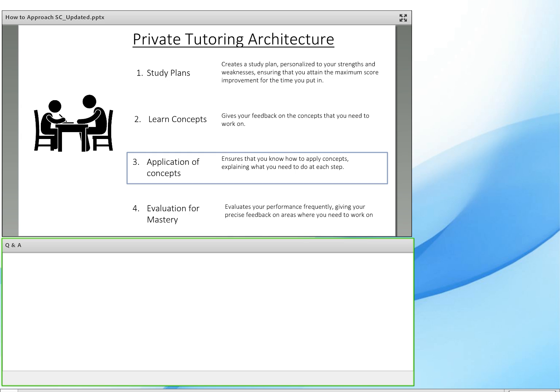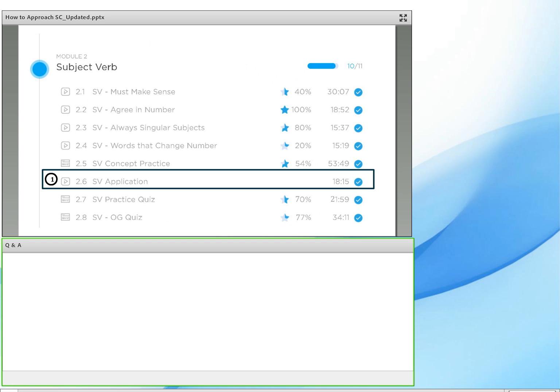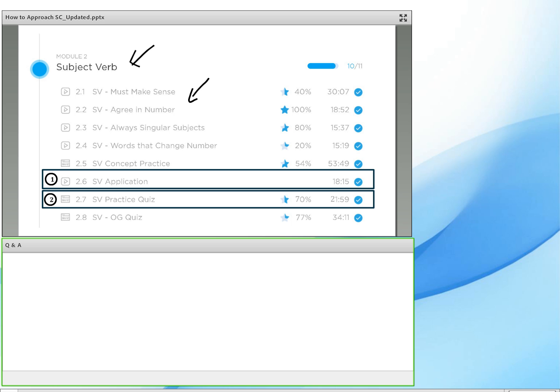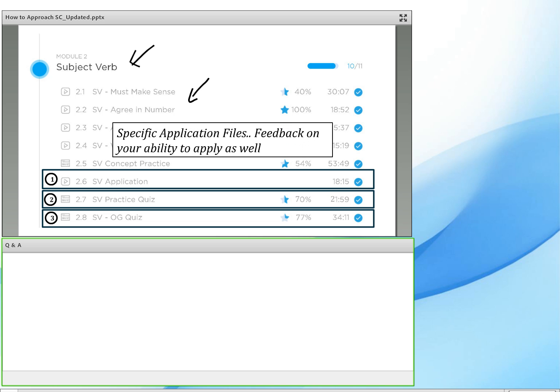The next thing that a private tutor does is teach you how to apply those concepts and give you feedback at the step at which you're faltering. To do that, we built a specific entity called an application file. Once you learn a particular concept, again, this is in the subject verb module as well, we teach you how to apply that. And then we also evaluate your ability to apply this, not just on e-GMAT questions, but also on selected official questions as well. And there are upwards of 18 application files in the SC course.